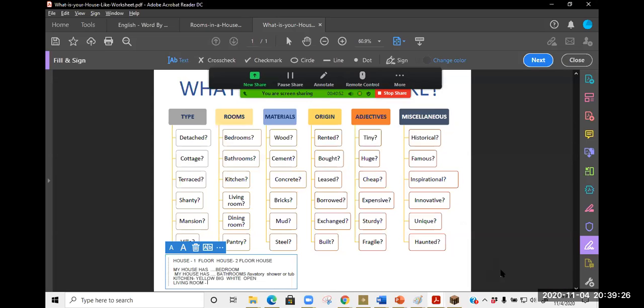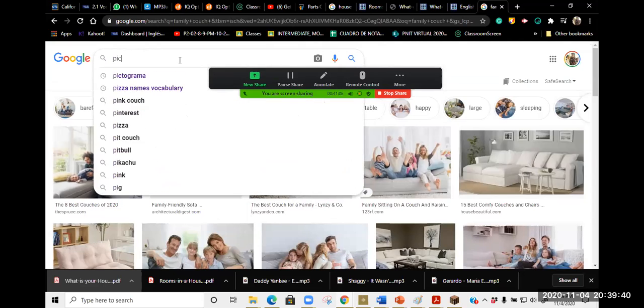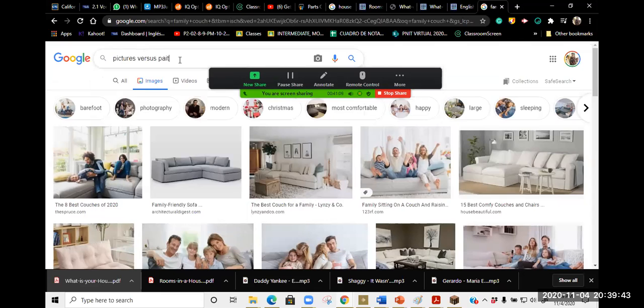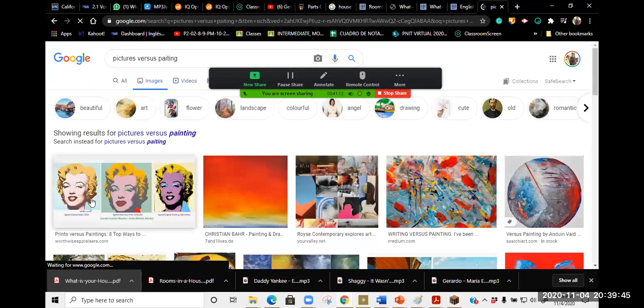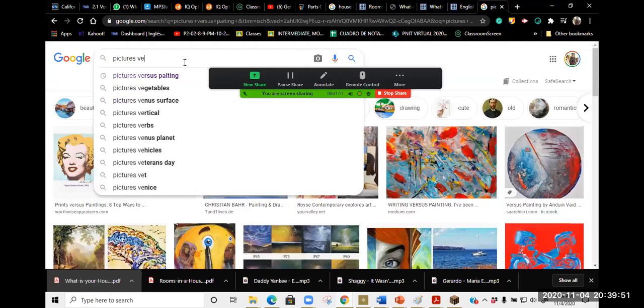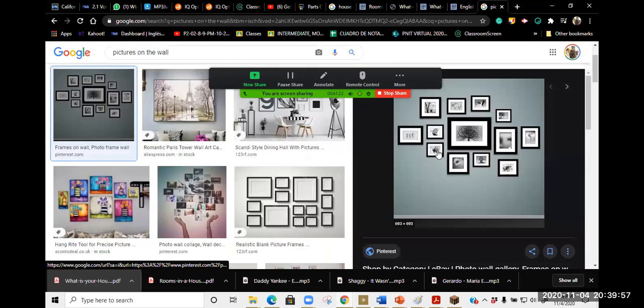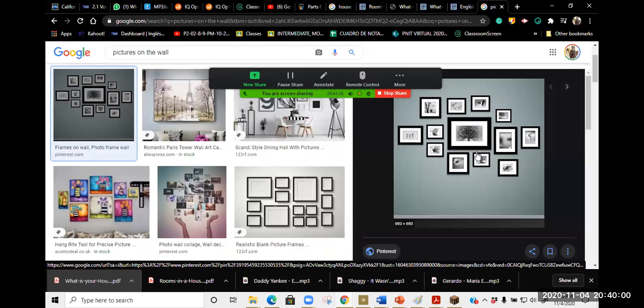In the wall has a clock and a mirror and pictures of my family. Excellent, very good. Okay, in the wall it has pictures, a mirror, paintings. What's the difference ahorita hablando de pictures and paintings? Pictures are going to be, this is a picture, for example. Pictures on the wall. Pictures puede ser cualquier tipo de foto.